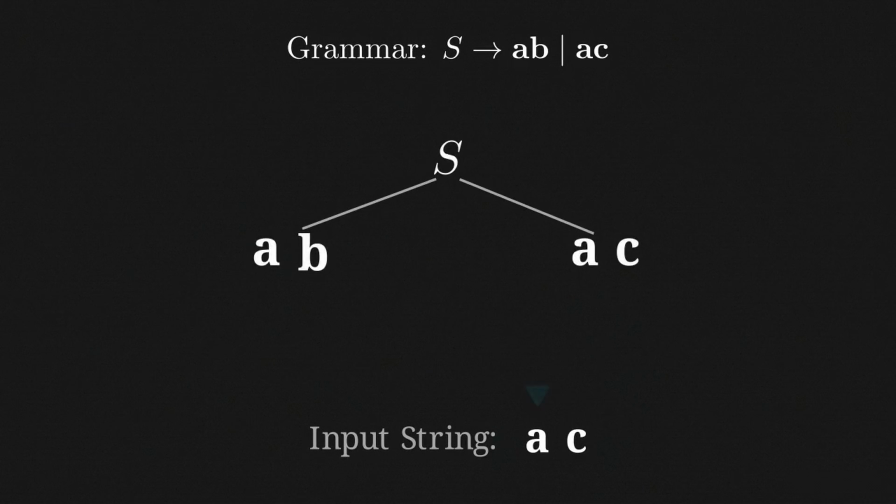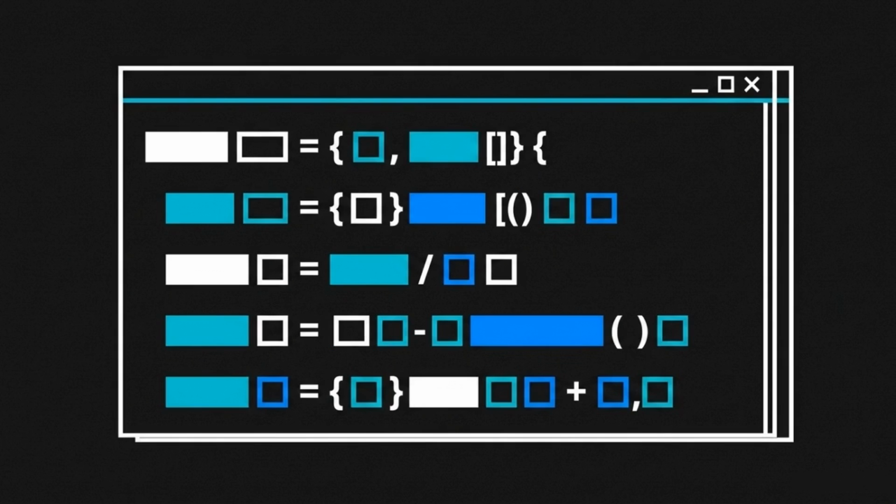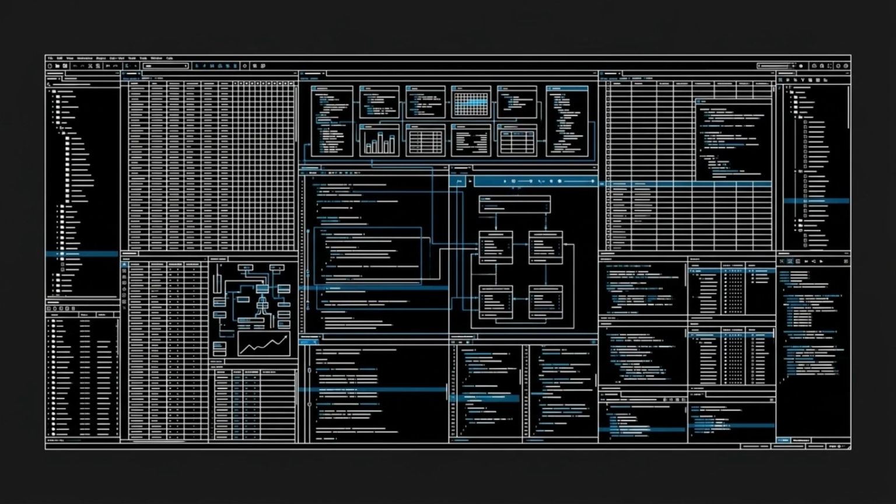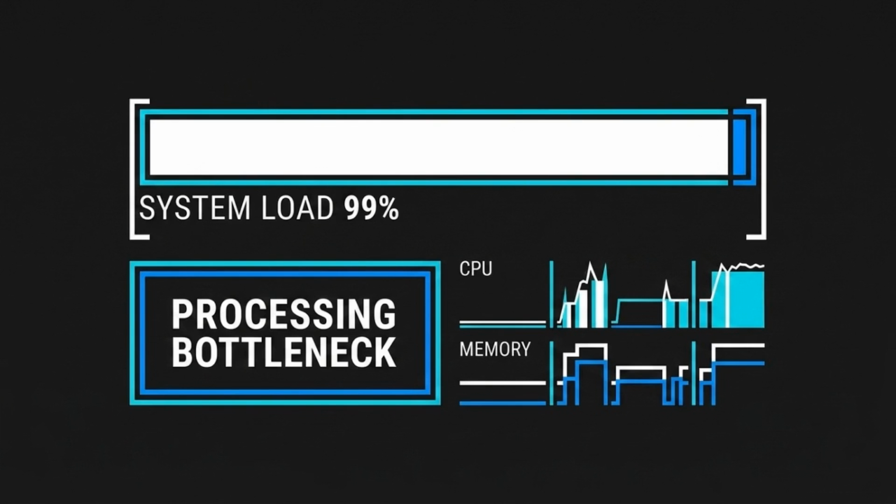Facing an input of AC, the parser must guess. It blind tests the first branch, successfully matching A, but fails at B. To recover, it retracts the path, resets the pointer, and attempts the alternative. This algorithmic penalty is called backtracking. In a tiny script, backtracking is harmless, but in a massive modern programming language, this constant cycle of guessing, failing, and resetting creates massive computational bottlenecks.